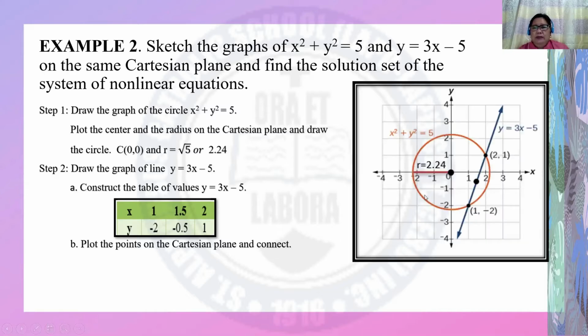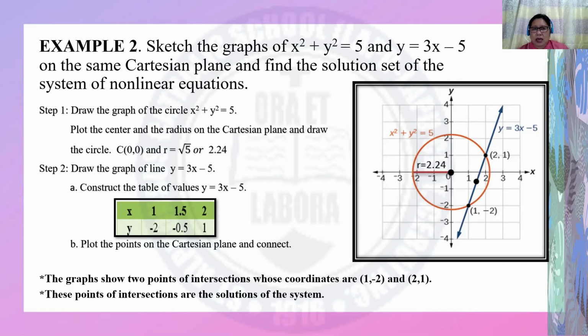So this is now the graph. This is the circle, x squared plus y squared is equal to 5. The radius is equivalent to 2.24. So from the center 0, 0, you count 2.24 units and highlight this is the radius. And then you plot the points of the linear equation y is equal to 3x minus 5. First we have 1, negative 2. Then this one is the 1.5, negative 0.5, and the other one is 2 and 1.